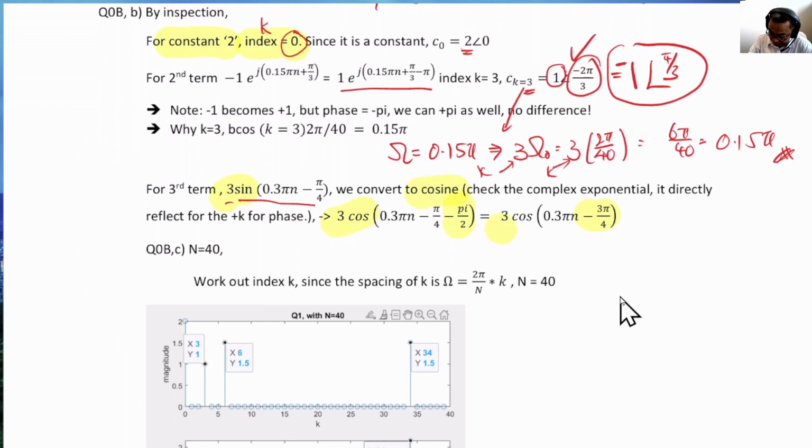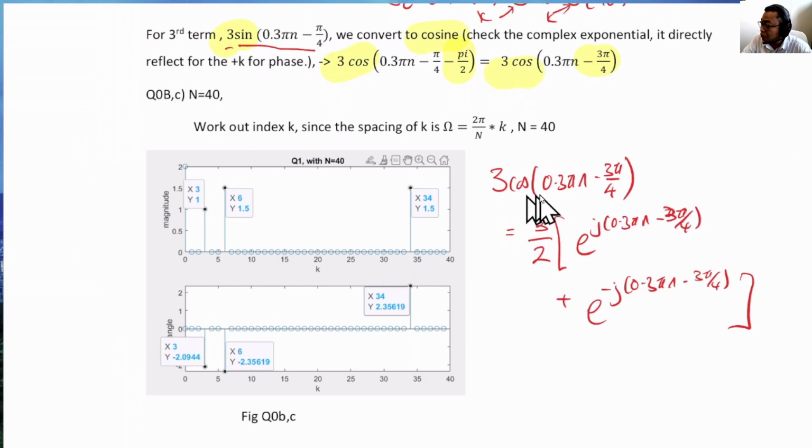We then break the cosine into two complex exponentials. We convert this 3 cosine, this whole term, and it becomes the sum of two complex exponentials of the same term divided by 2. So you realize that this part becomes a positive frequency because it's e to the j 0.3 pi n, and this one is a negative frequency, e to the minus j 0.3 pi n. The phase shift is minus 3 pi over 4 here for this frequency, but because of these two minuses it becomes positive 3 pi over 4 here.